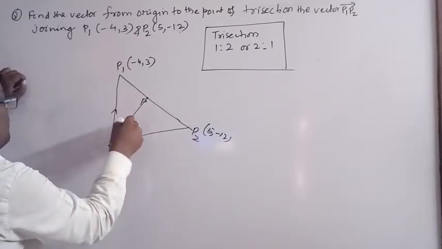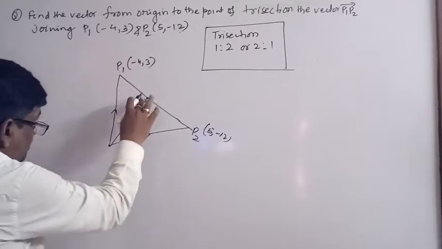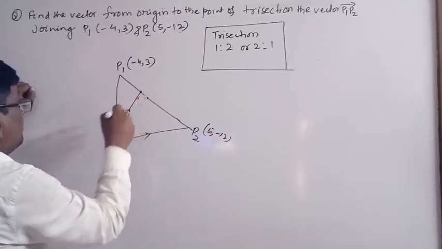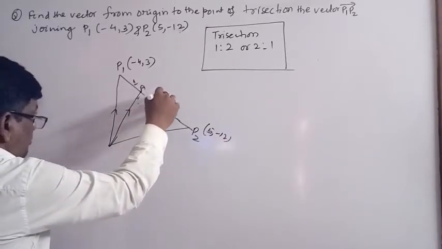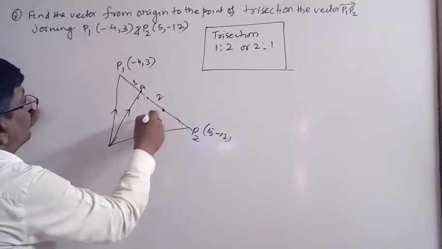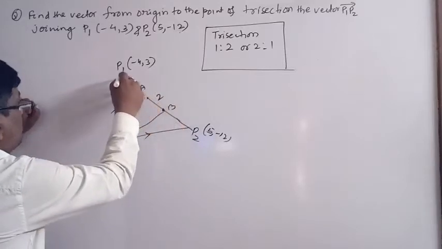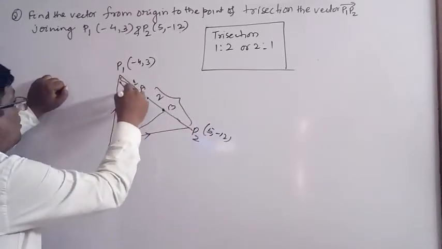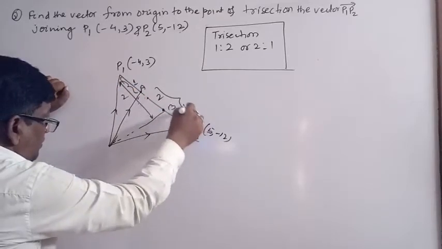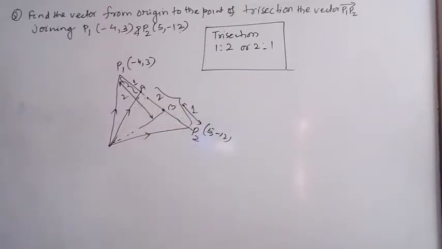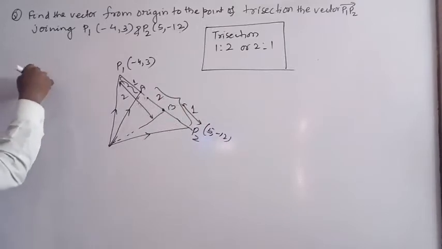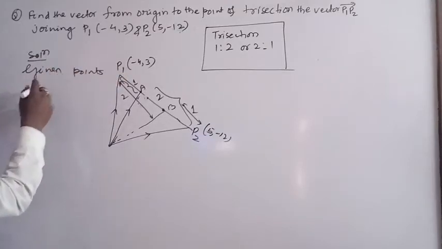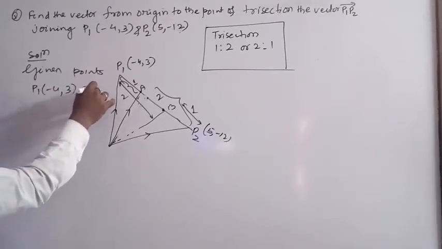Okay, this is the origin, and suppose this is A. A divides the segment in the ratio 1:2, and there is another point, suppose this is B, and B divides it in the ratio 2:1. Solution: the given points are P1(4, 3) and P2(5, -12).